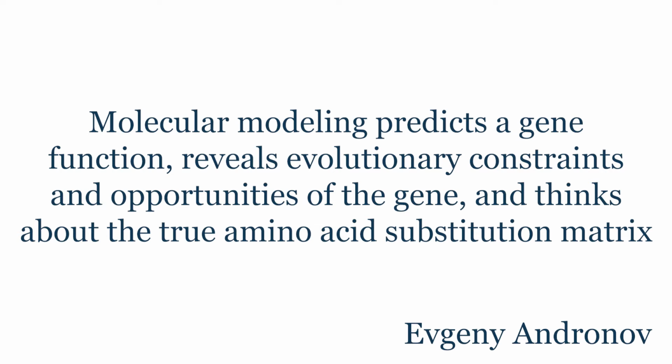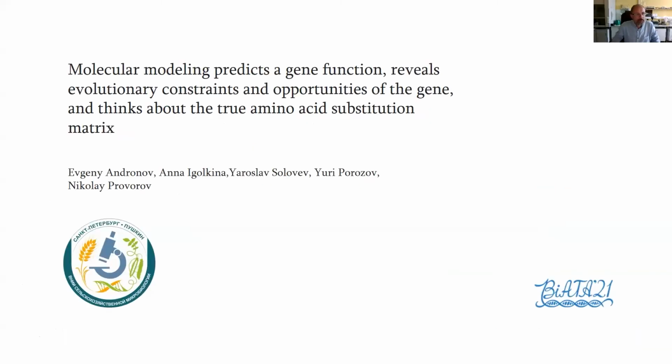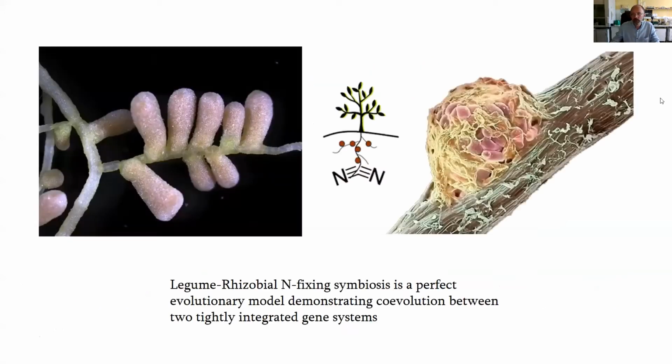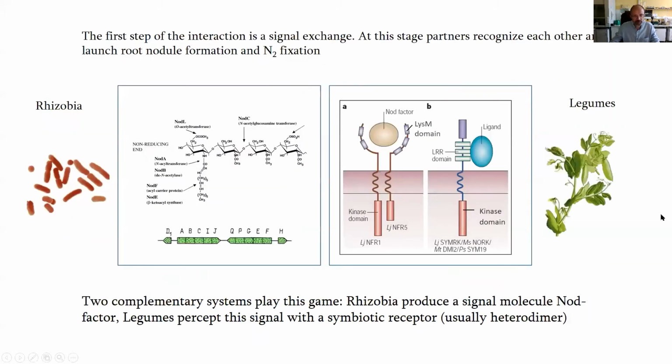Dear colleagues, dear friends, it is about how molecular modeling can predict a gene function, reveal evolutionary constraints and opportunities of the gene, and what molecular modeling thinks about the true amino acid substitution matrix. All of this will be about legume-rhizobial nitrogen-fixing symbiosis because it is a perfect evolutionary model demonstrating coevolution between two tightly integrated gene systems.